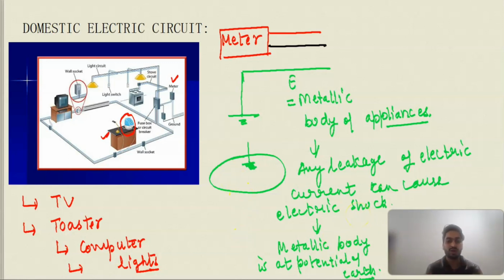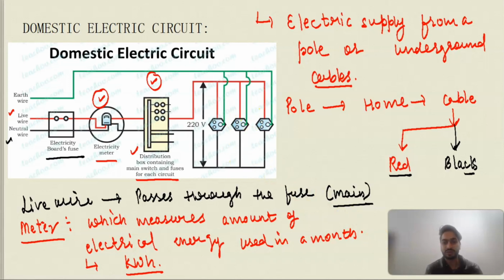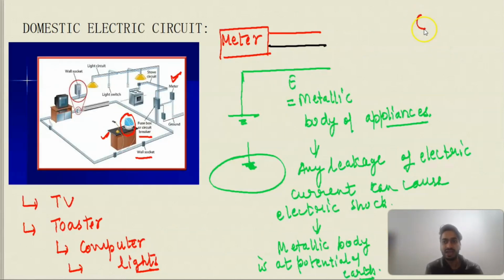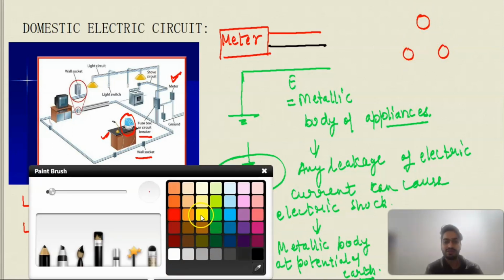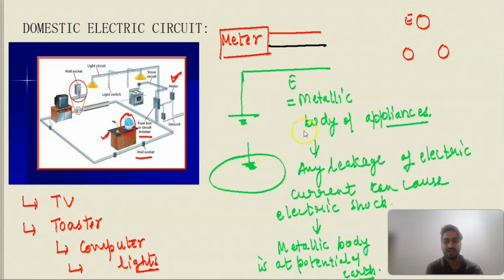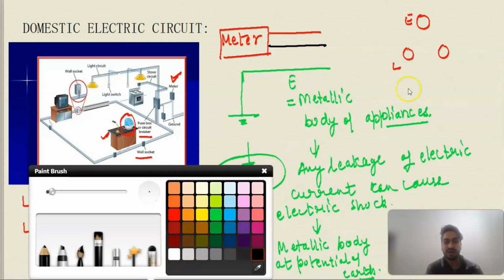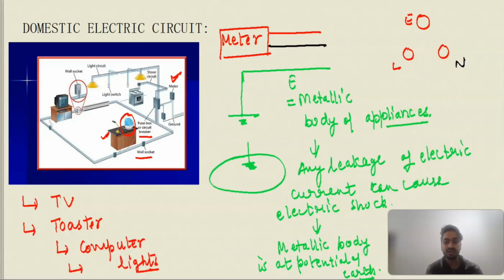Here we can observe how the live wire and the neutral wire are connected to the different circuits. This is the meter, then we have a fuse box or circuit breaker here, then the wall socket, as we have seen in the previous diagram. In the socket we have these types of holes. The upper one, which has a large cross-sectional area, is for the earthing, one is for the live, and another is for the neutral wire. This is how they are connected to the different color-coded wires.